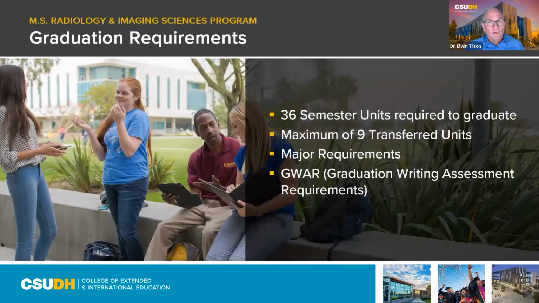What are the graduation requirements? Again, it's fairly simple. You have to have 36 semester units to graduate. Now, you can only transfer in 9 units. So if by chance you did the certificate first, then we would only be able to transfer in 9 of those units, and then you'd have to take another course. You also have to meet all the major requirements like the capstone project and all the other things that go along with that. And finally, you have to meet the graduate writing assessment requirement.